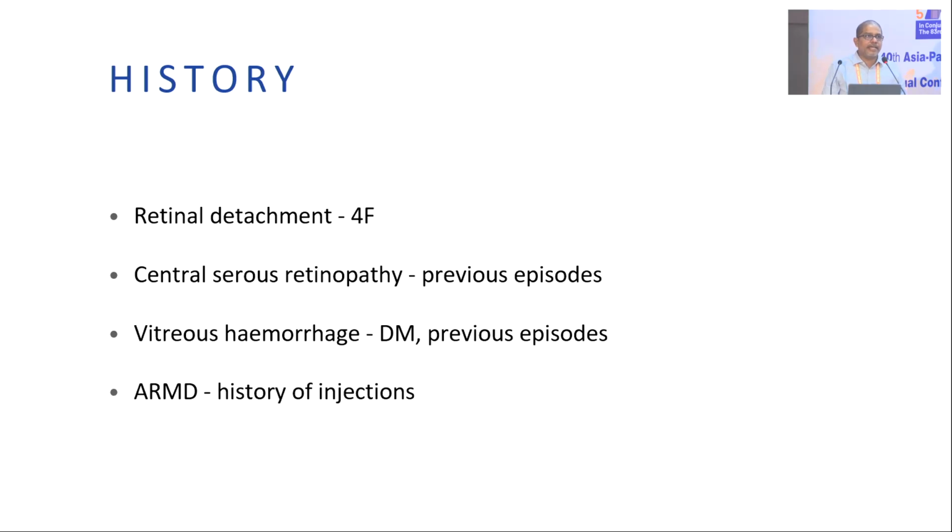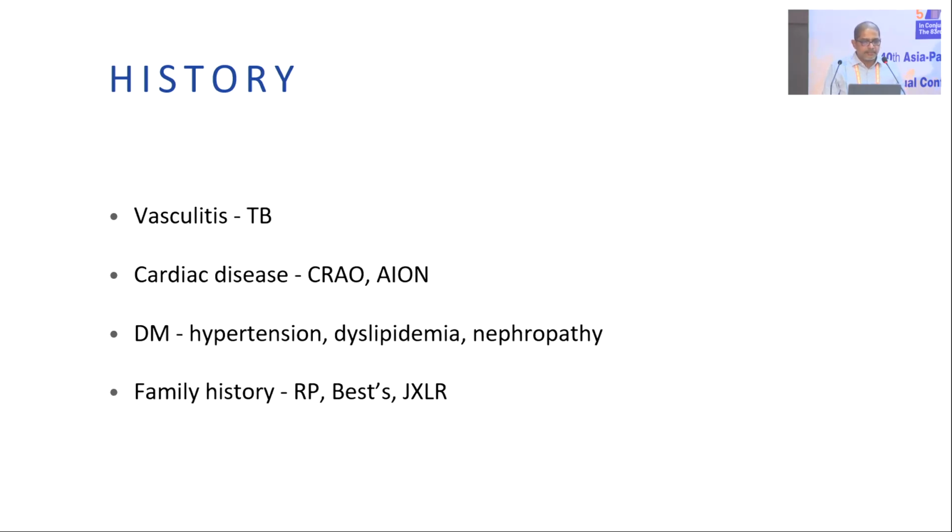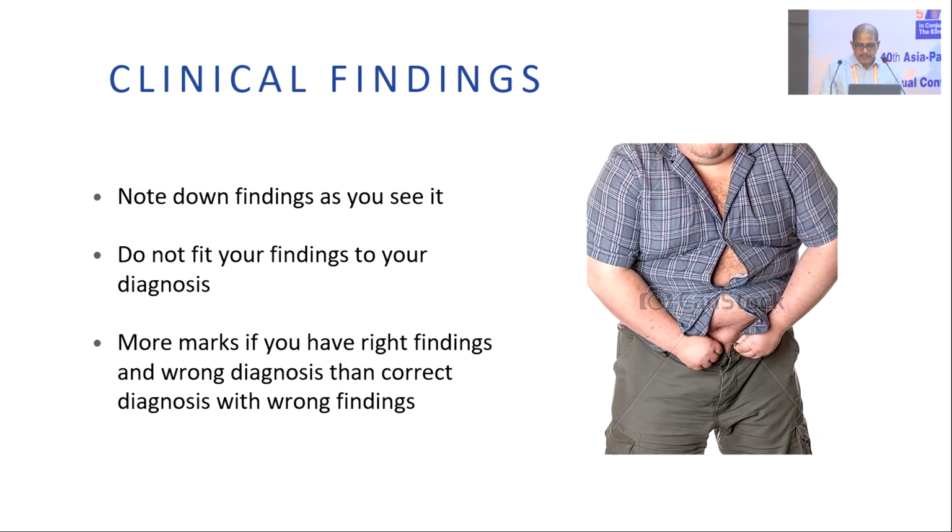Also in ARMD, if you're not sure about the diagnosis and the patient gives a history of injection, you know that's the ARMD case, because multiple injections means that the patient has got ARMD. If it's a uveitis case, ask about systemic history, especially tuberculosis, especially if you're in the north, where it's a very common disease. Ask about the presence of cardiac disease if you're dealing with vascular retinopathy. If it's a dystrophy, ask for a history of the same disease in the family. And if it's diabetes, ask for coexistent disorders like hypertension, dyslipidemia and nephropathy, because that may change the picture of the retinopathy.